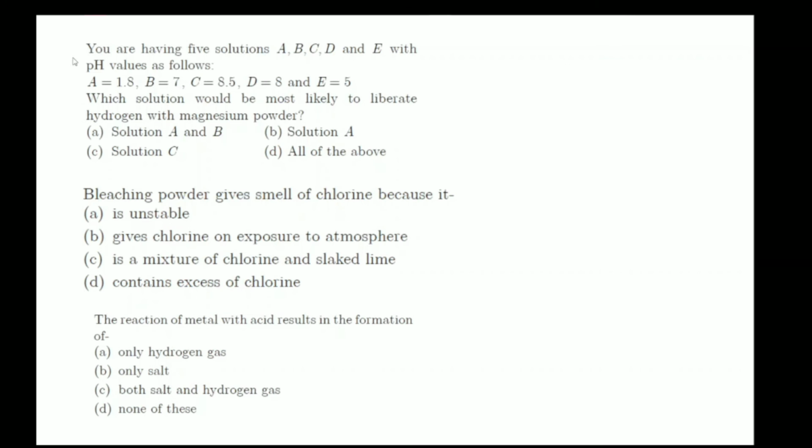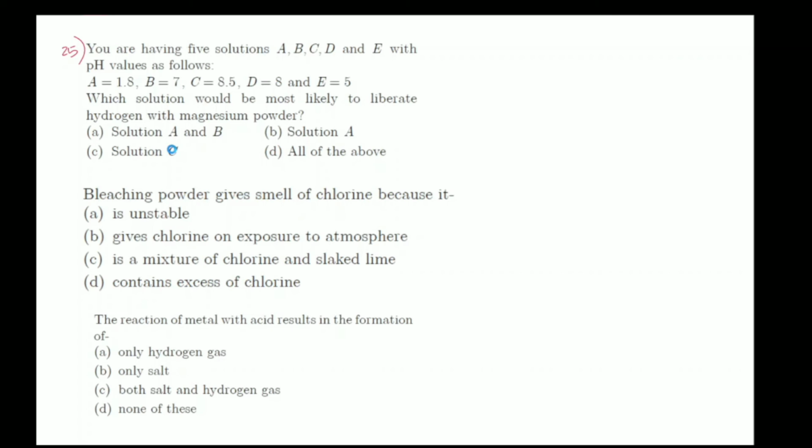Okay, we have question number 25 over here. You have 5 solutions A, B, C, D, E with pH values as follows. A has pH 1.5, B has 7, C is 8.5, D is 8 and E is 5. Which solution is most likely to liberate hydrogen with magnesium powder? Which solution is going to give you more hydrogen?